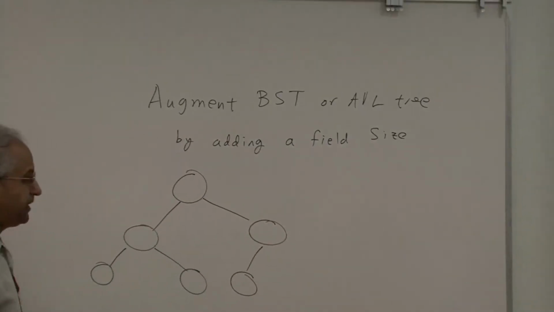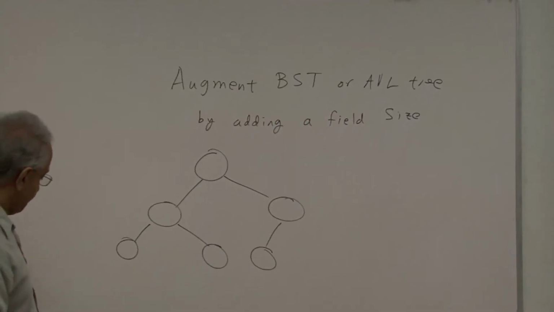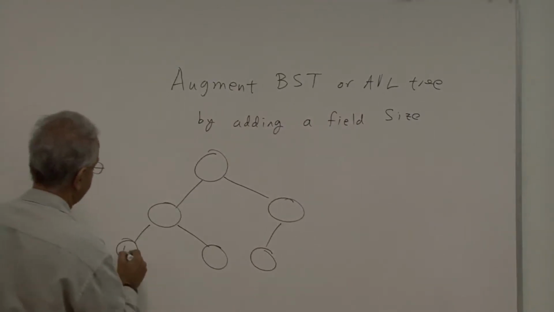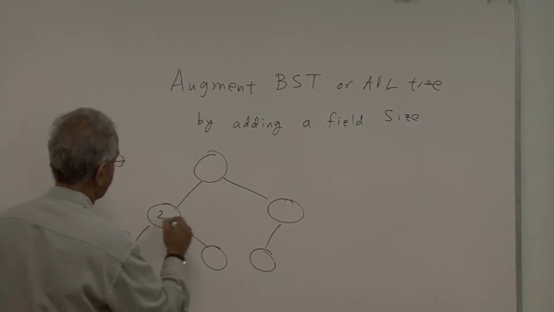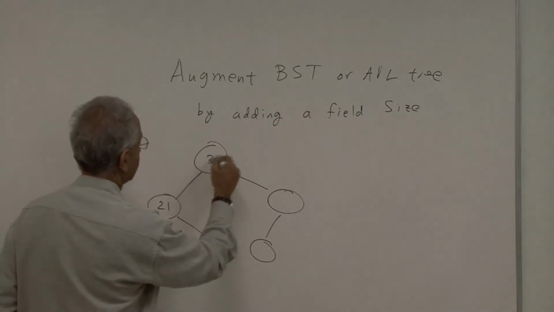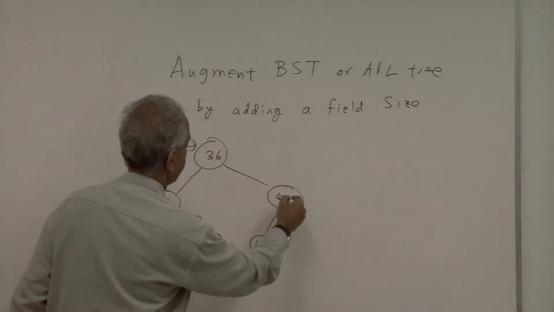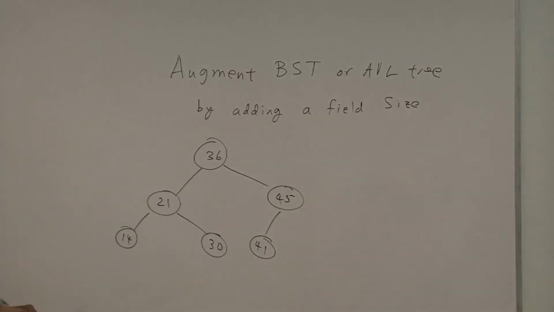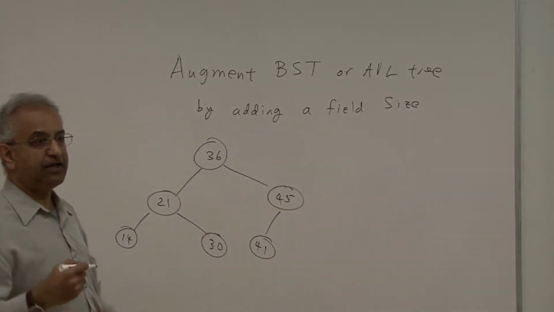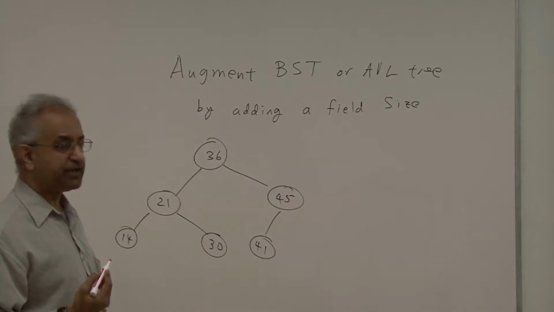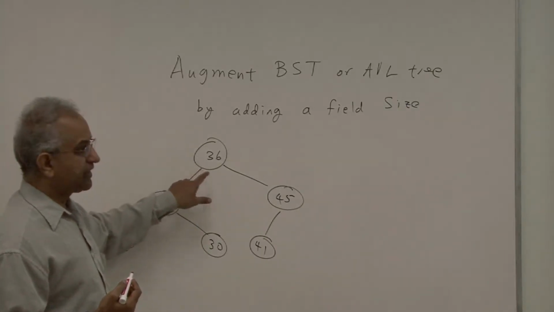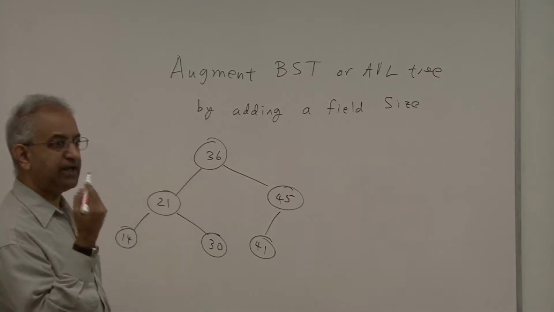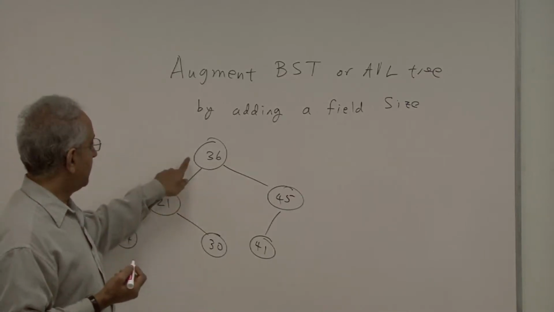Is this an AVL tree? Okay, I'm going to place some keys here: 14, 21, 30, 36, 41, 45. So if you want to augment this, we need to have an extra field which will hold the size information. To avoid cluttering the node itself, I'm going to write the size field with red marker on the outside.